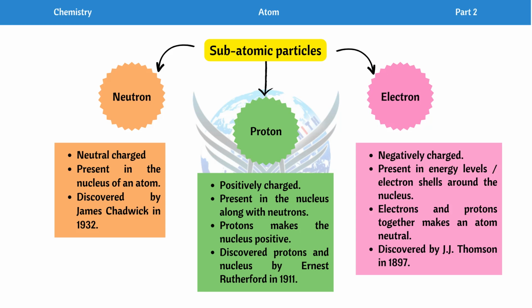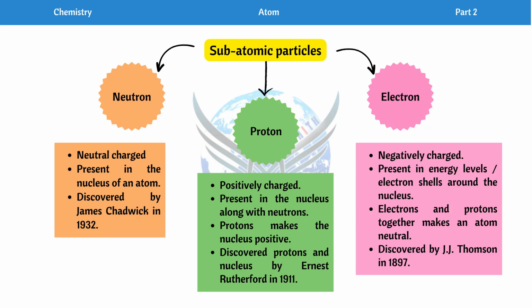Number 2 we have protons. Protons are positively charged, whereas neutrons have no charge. So protons have a positive charge and they are present in the nucleus along with neutrons. So neutrons and protons are present together in the nucleus. Protons make the nucleus positive.